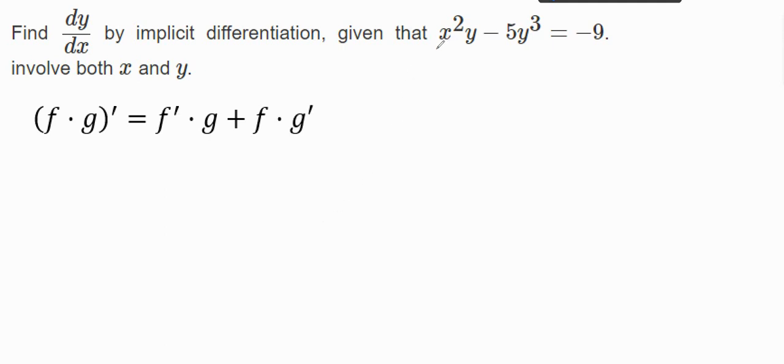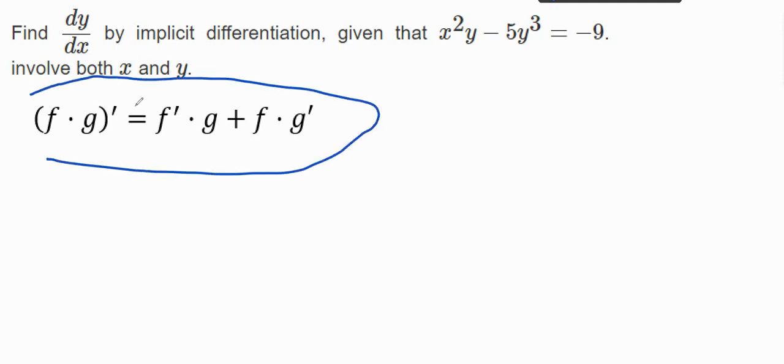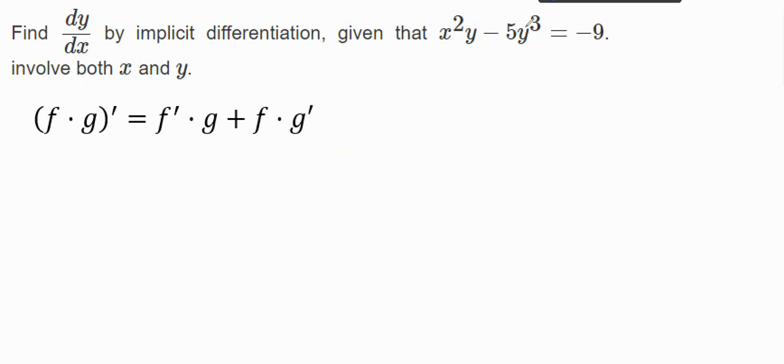So we need to take the derivative of x squared y minus 5y to the third equals -9. And we're going to do this by using the product rule for differentiation, which I have written down right here. We're going to do this very informally. So we're going to start off with the x squared y. And we're going to identify the f, the f prime, the g, and the g prime.